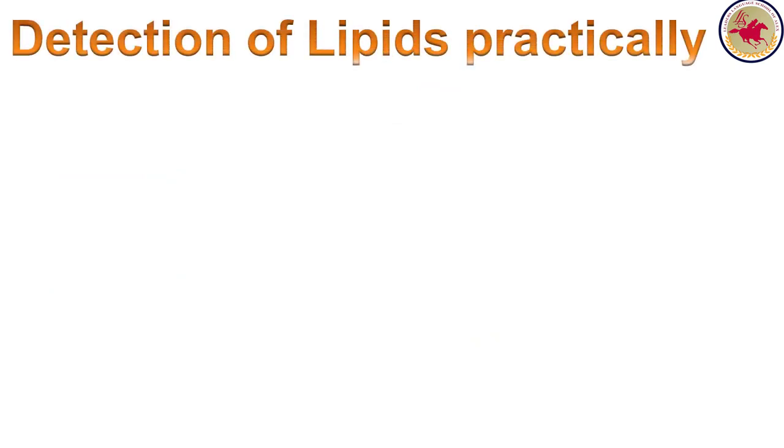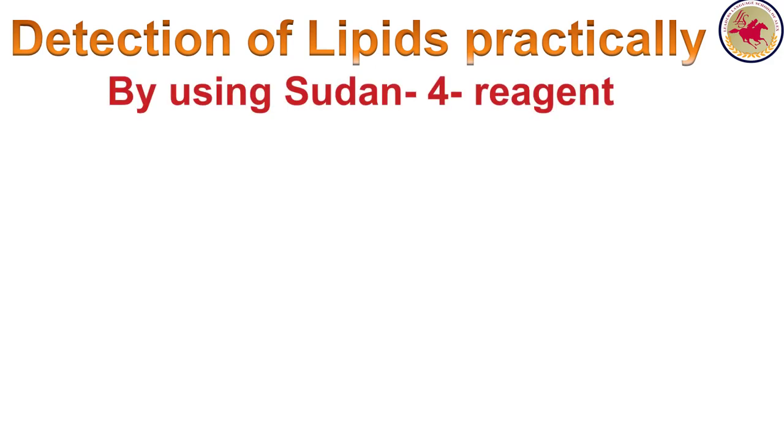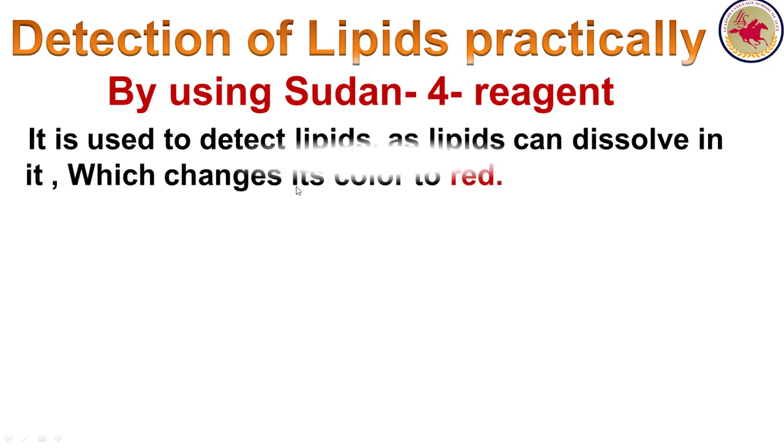Detection of the lipids practically. How can I detect it? By using a reagent, its name is Sudan IV reagent. If you remember, in carbohydrates, glucose was detected by Benedict, and starch was detected by iodine. Here, lipids are detected by Sudan IV reagent, and its color will turn to red.